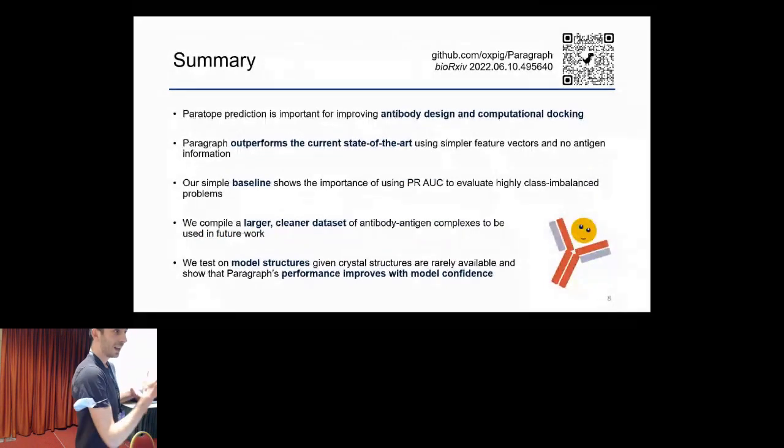So just to recap, paratope prediction is really important for a couple of reasons. Antibody design, so that was maybe looking at improving binding affinity or improving the stability of the antibody. And for computational docking, to reduce the combinatorial search space and get better docks faster. We've shown that Paragraph actually outperforms the current state of the art using modern equivariant graph neural networks, yet simple feature vectors and no antigen information.